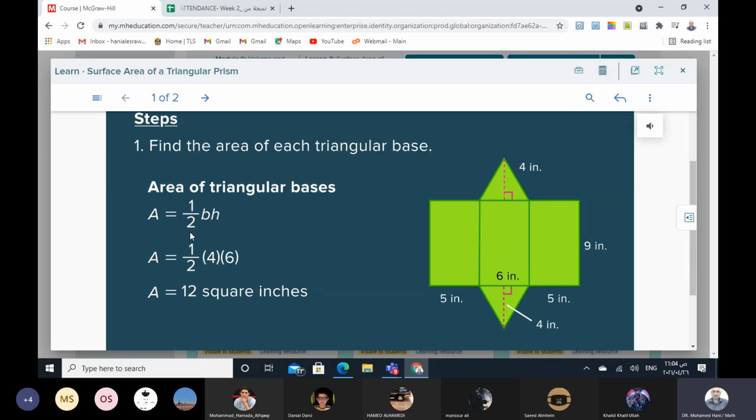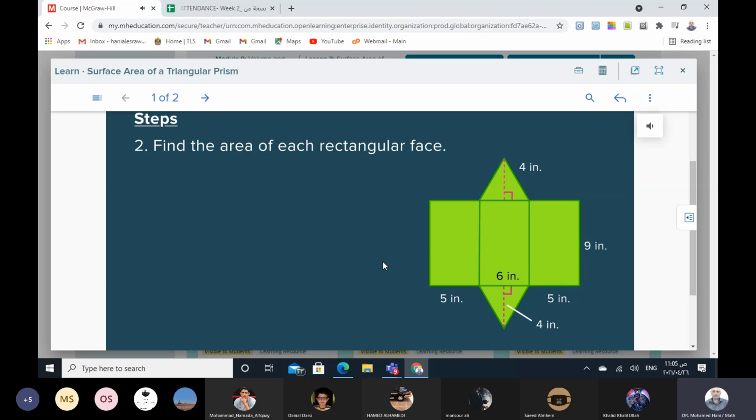So this is here 1 over 2, and this is the base, and here the height. As you see here, the base is 6 and the height is 4. So we can write here 4 times 6, 24, times 1, 24, divided by 2 will be 12 square inches. So the area of each triangle will be 12 square inches.